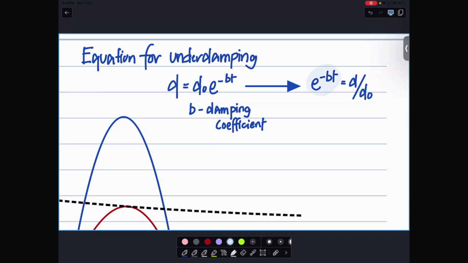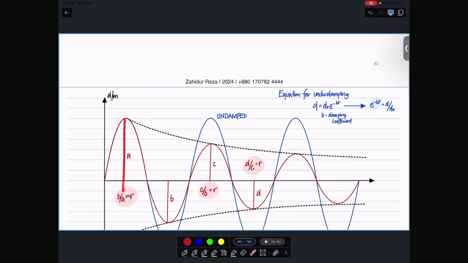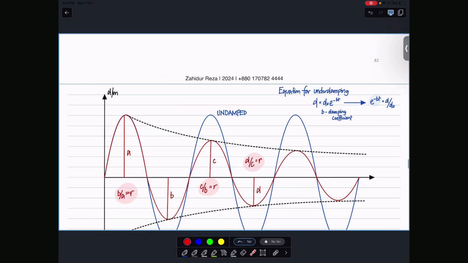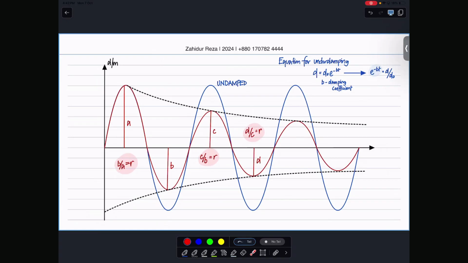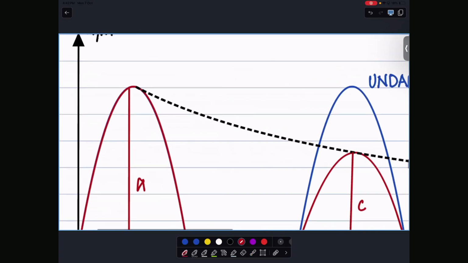E is a constant, b is a constant, t is a constant because same time period কাজ করা হচ্ছে. So therefore d by d naught always gives you a constant number. So that's the reason why all the ratios are okay. So তোমাদের যে this is where the equation comes from. So d is this and d naught is that. So d naught আর d ratio বের করলে, the e constant 2.7. So this is how the graph looks for underdamped.